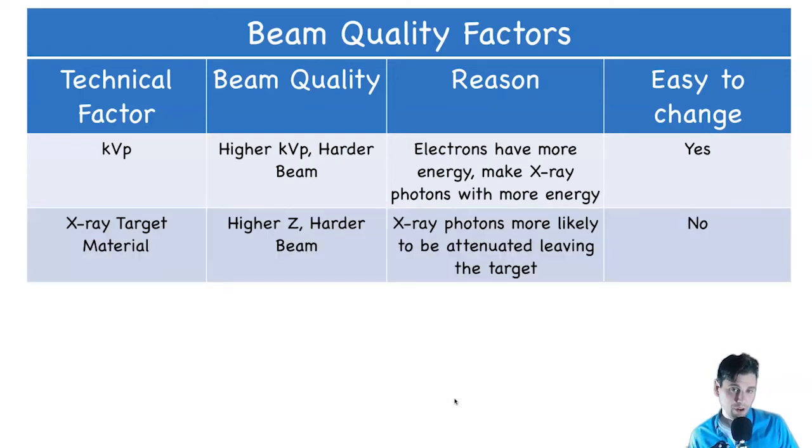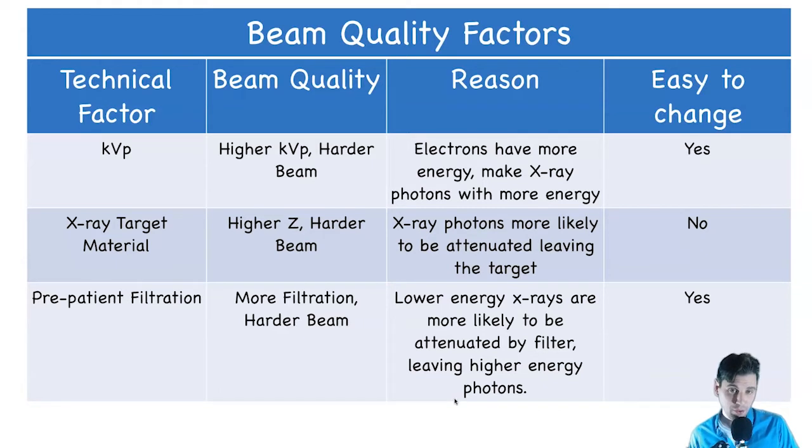The target material, if you change the target material itself, that's not something that's easy to do on the fly. So as a technologist, it's not something you'll be doing to your system. There's not a button typically that says target material and you change the actual target material of the anode. But just so you're aware, the target material does have an effect, and the heavier materials, the heavier metals, will actually attenuate the X-rays more.